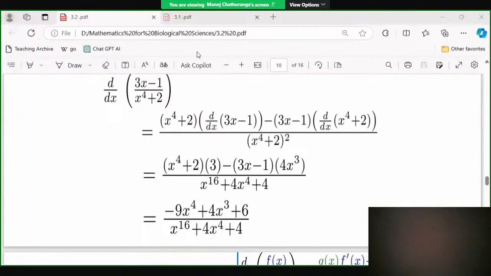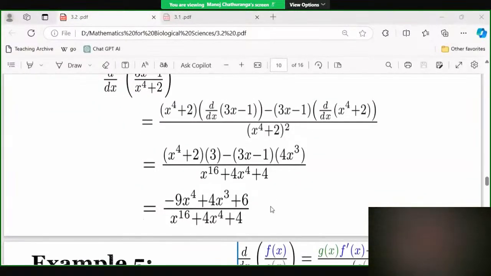But what I said is, if you keep the denominator as a square, as x to the fourth power plus 2 squared, it looks even simpler. But both answers are correct. None of them are wrong. Both are correct, but it's more like a preference.